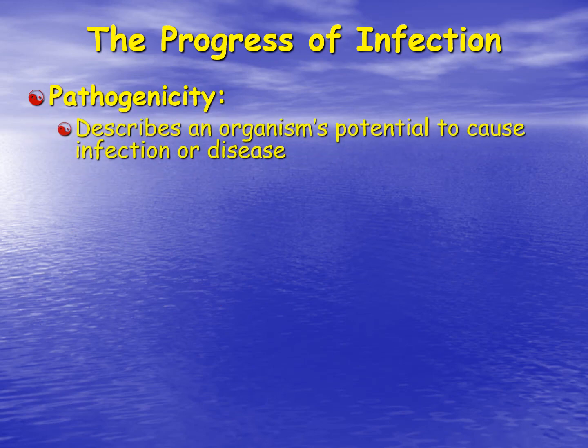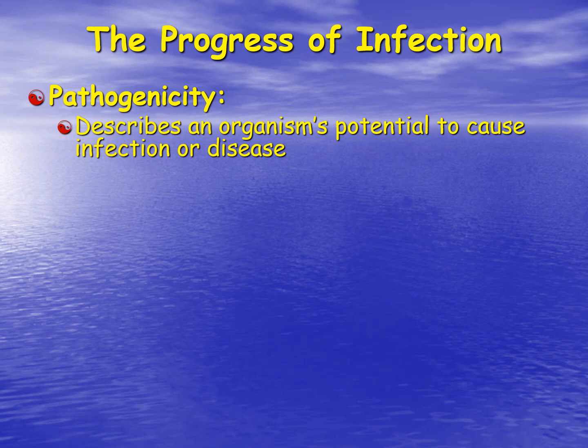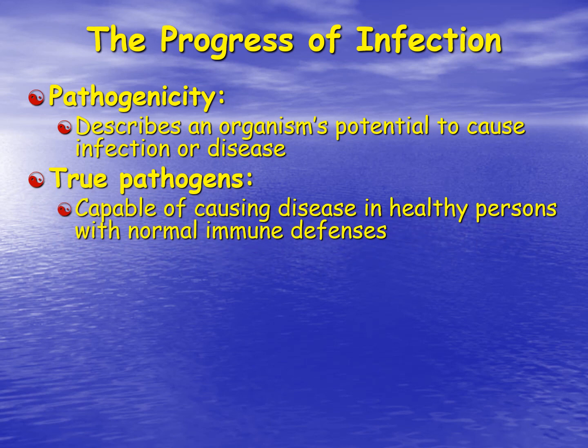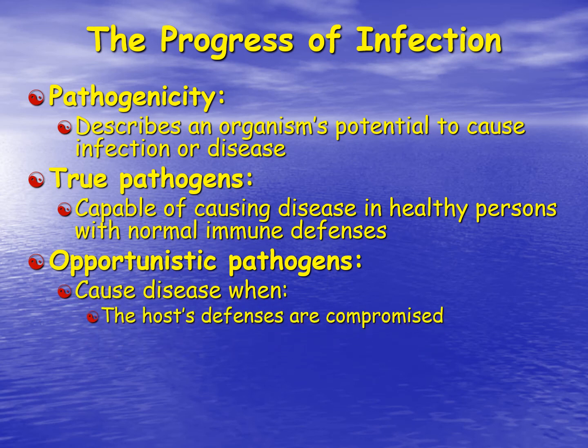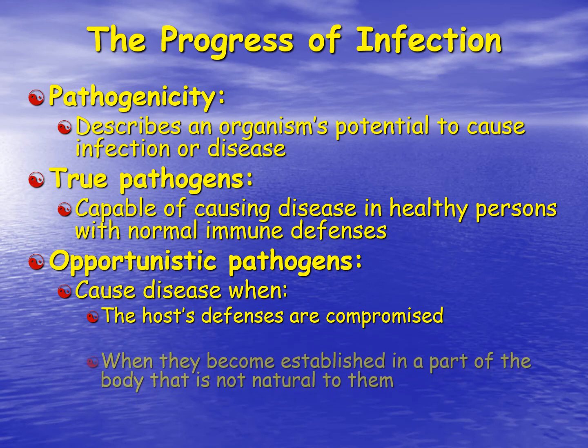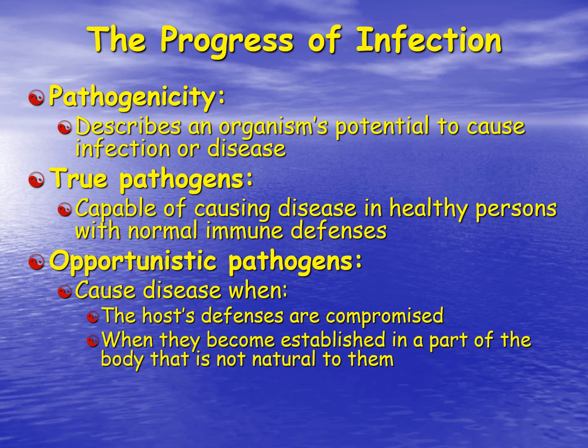Pathogenicity describes an organism's potential to cause infection or disease. We could say something is extremely pathogenic, such as rabies, or we could say that the rhinovirus has a low pathogenicity. True pathogens are capable of causing disease in healthy individuals that have a normal immune defense system. Opportunistic pathogens cause disease when the host defenses are compromised in some way or when they become established in a part of the body that is not natural to them.